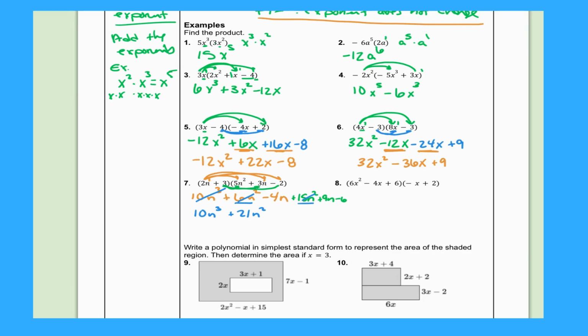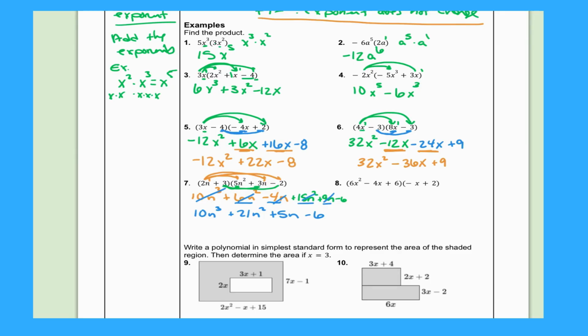And then I have some more like terms. I've got a negative 4n, and I have a positive 9n. Negative 4n plus 9n is positive 5n. So those terms are gone. And the only thing I have left is that negative 6, so it's not going to change. So I should have all my like terms combined, and it's in standard form. So biggest exponent down to no exponent.